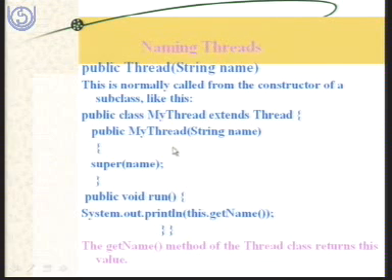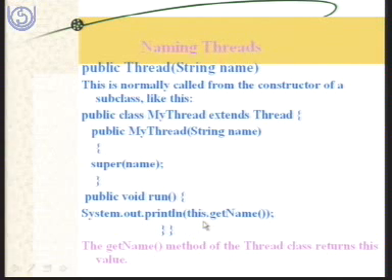Now if you see this getName method, what will it display? It will display the name of the thread which we have created by your MyThread constructor. So whatever you pass in this MyThread as an argument, that will be the name of the thread, and that will be returned by this getName method.